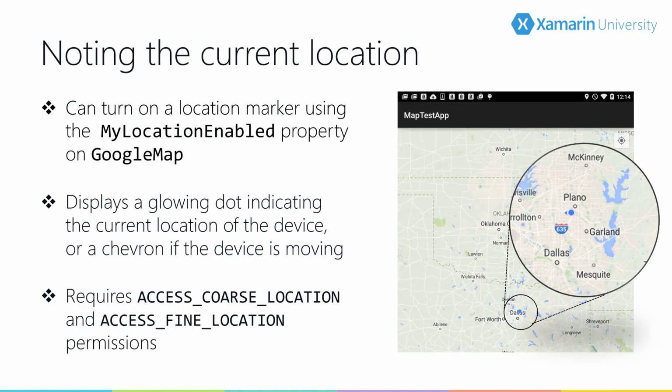You can also turn on a current location marker on the map. The MyLocationEnabled property on the GoogleMap object is a Boolean that turns on a current location pointer on the map. You must have both coarse and fine location permissions in the Android manifest to use that feature. These permissions are not required if you don't intend to use the custom location marker. Enabling this feature doesn't return any data to your application. You can't determine the latitude and longitude of the user's device with this feature. It simply makes it present on the map. We'll learn how to get the current location in the next class.